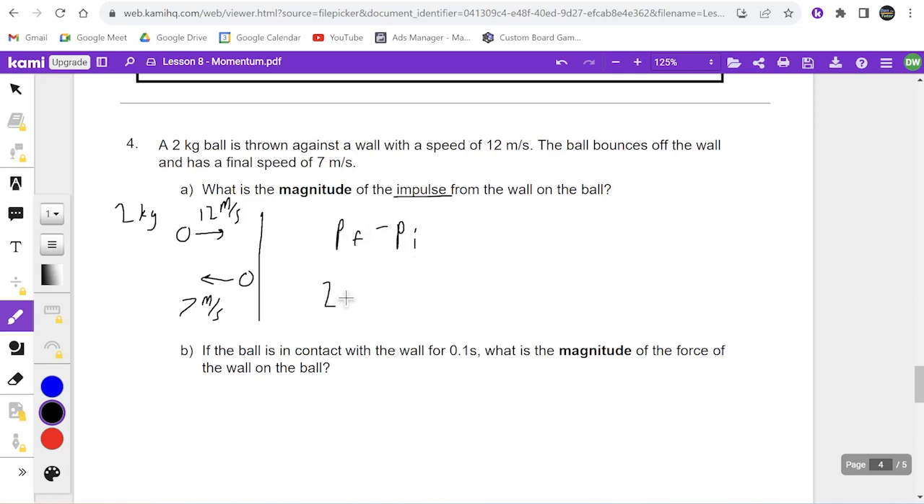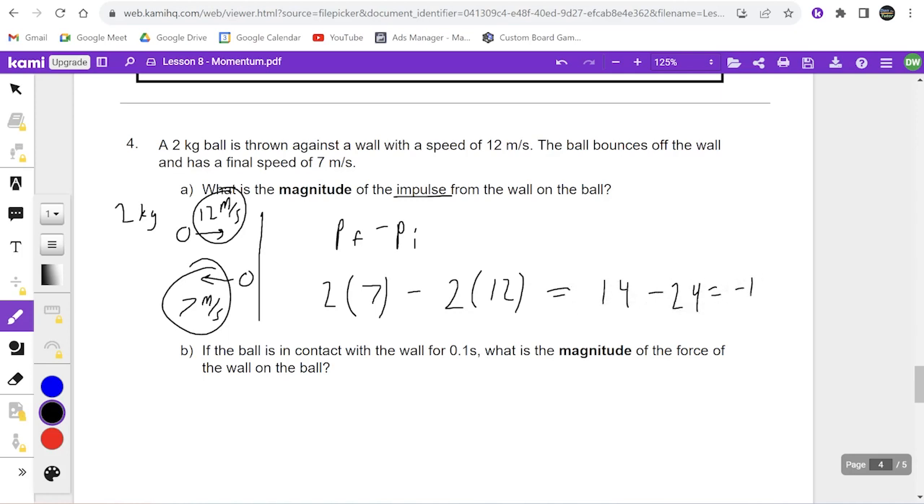So the mass is 2 times P final. That's the 7. So 2 times 7 minus mass initial, 2, times velocity, 12. Okay, and if we plug this in a calculator, we'll get 14 minus 24, and we get negative 10. And that's the wrong answer. I tricked you. Can someone tell me why that's the wrong answer?